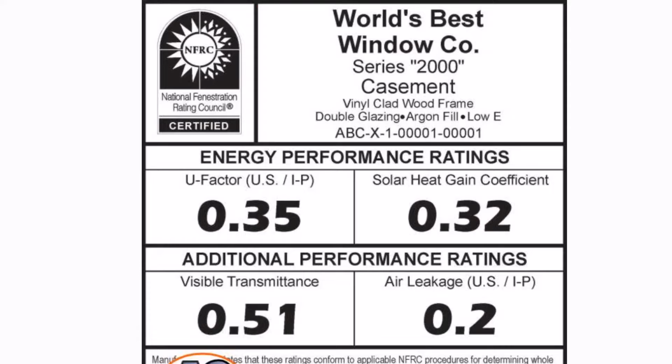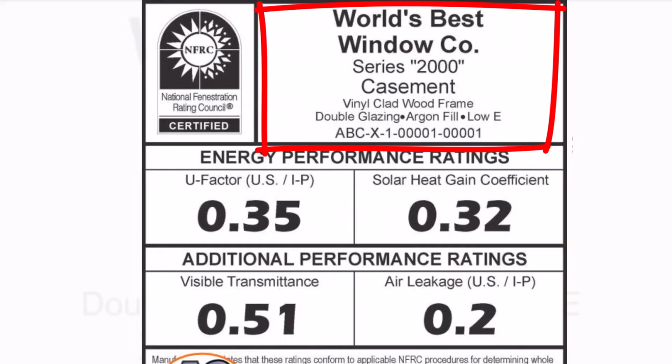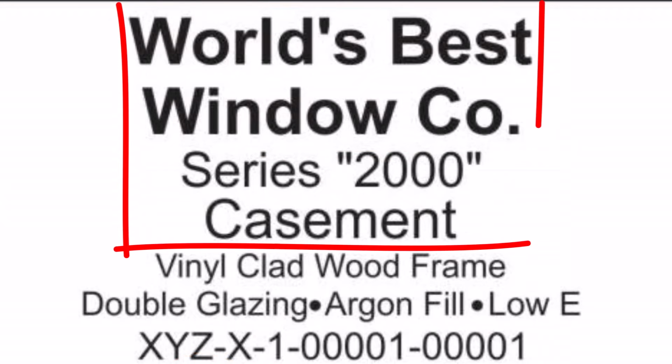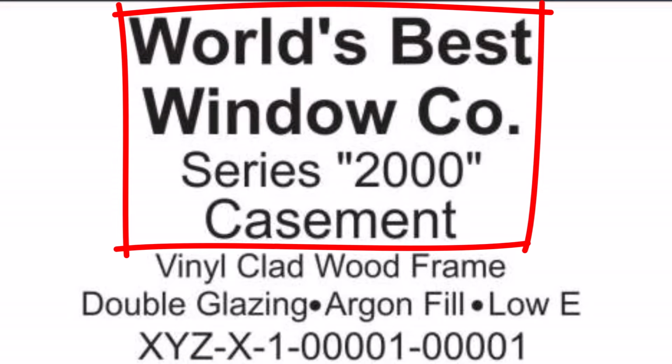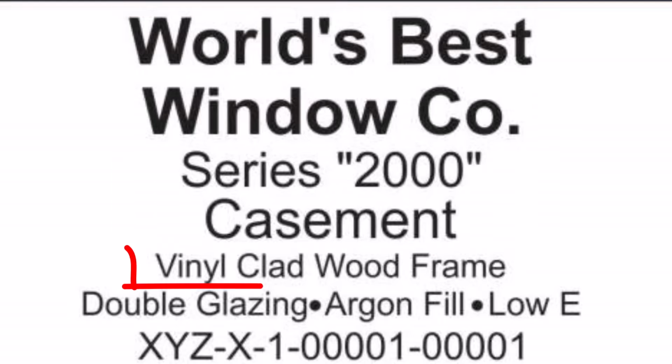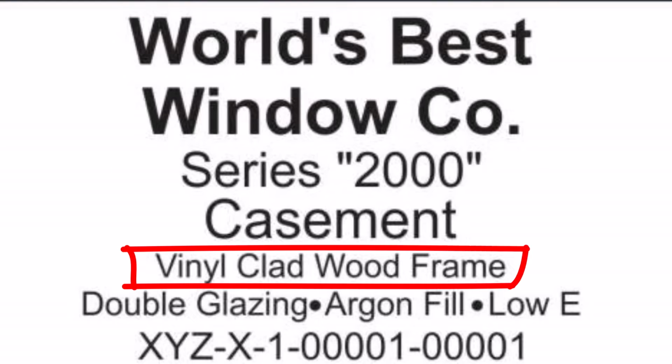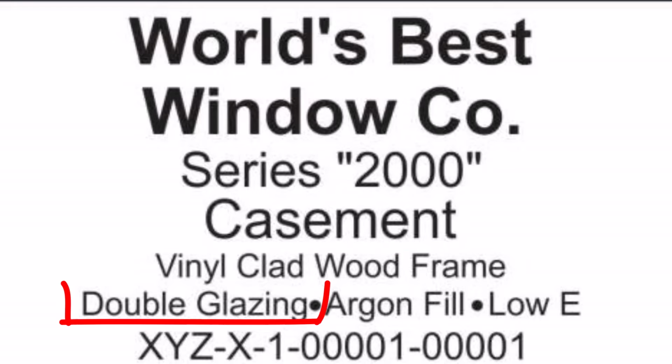On the top right-hand side is the title box. Written up here is the manufacturer and model number. It has a description of the frame. Is it wood, vinyl, aluminum, fiberglass? It has the number of panes in the panel. Is it double or triple pane?